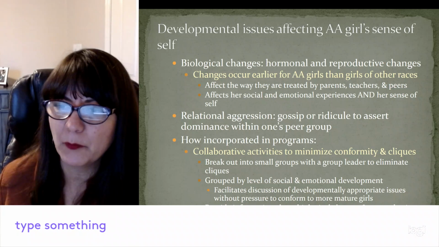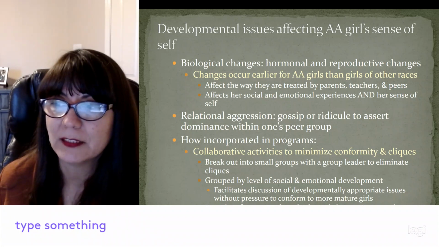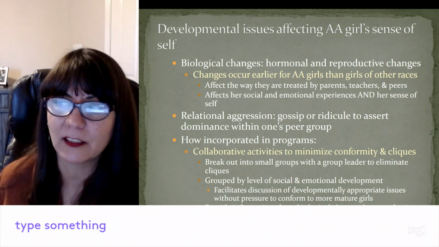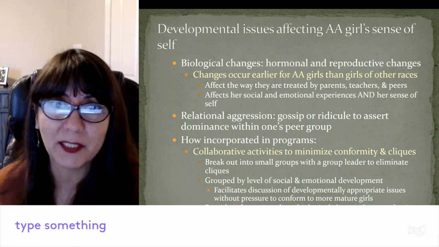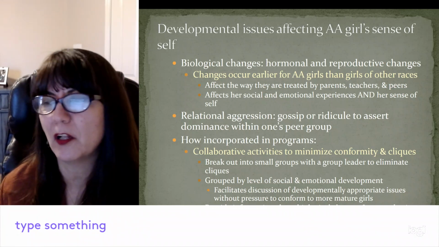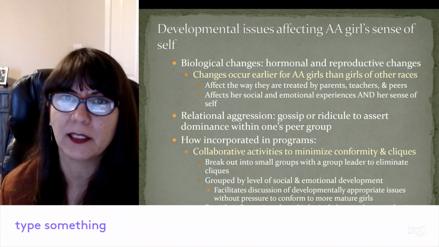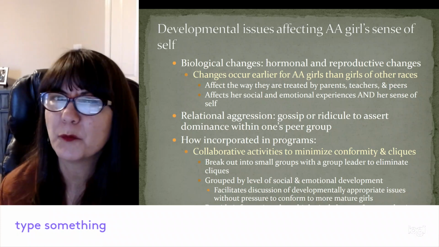And so they really try to promote collaborative activities, just to help minimize the conformity to behaving a certain way or to dominance by cliques, right? And so they would break out the girls into small groups, and they would put a group leader. They would assign a leadership role, and it kind of helped to break up these cliques.